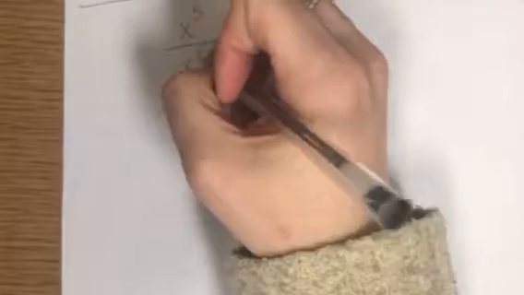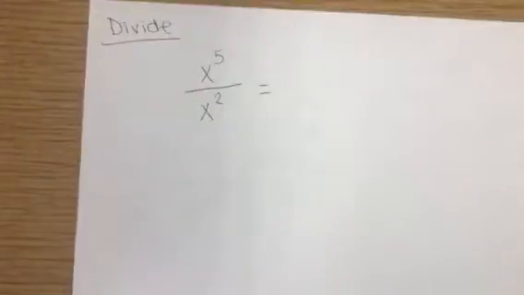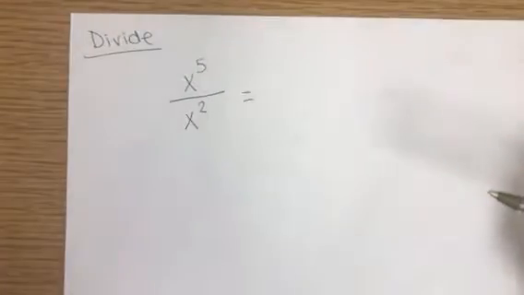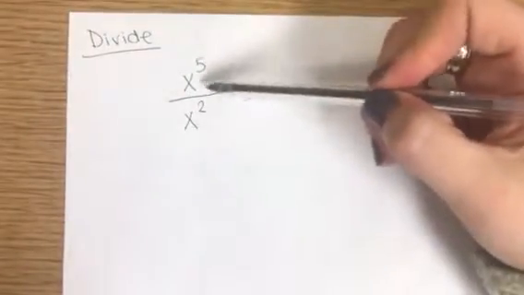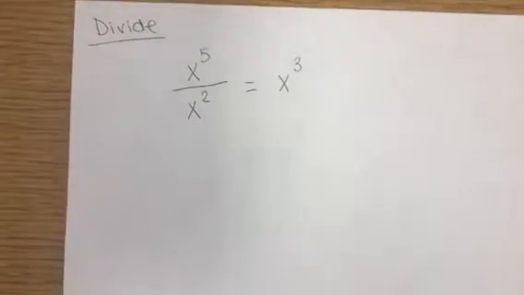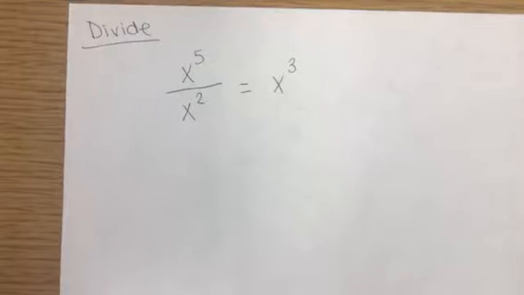Okay, the next property that we're going to look at is going to be division or dividing. How do we divide with exponents? So if we have something like x to the 5th over x squared, if we want to divide with exponents, we are going to subtract the exponents. So 5 minus 2 gives us 3, and so we'll get an answer of x to the third.